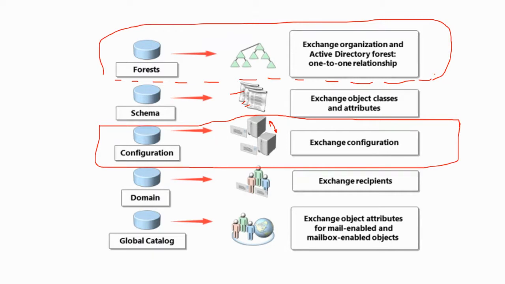We also have the configuration partition. The configuration partition stores configuration information for the Exchange Server 2013 organization. Because Active Directory Domain Services replicates the configuration partition among all domain controllers in the forest, the configuration of the Exchange Server 2013 organization replicates throughout the forest. The configuration partition includes Exchange Server configuration objects such as global settings, email address policy, transport rules, and address lists.